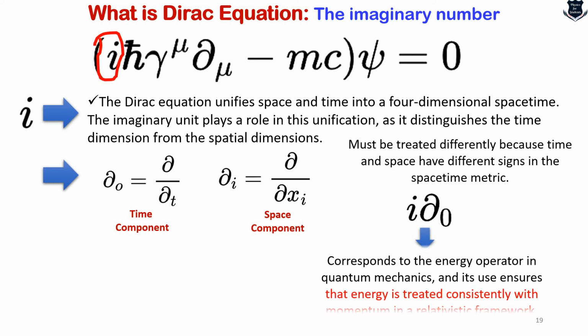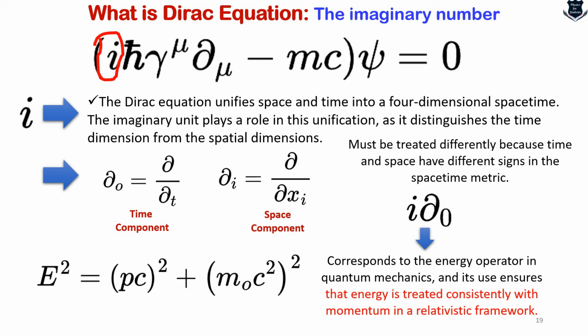Now if I take this one, what it tells you is that it corresponds to the energy operator in quantum mechanics, and it ensures that energy is treated consistently with momentum in a relativistic framework. This is the relativistic framework. This is quite known: E is the energy, P is the momentum, M is the rest mass, and C is the speed of light. So what happens here is that the inclusion of I ensures that the Dirac equation respects the relativistic relationship between energy and momentum. And as you can see, i del 0 corresponds to the energy operator in quantum mechanics, and it ensures that the energy is treated consistently with momentum in a relativistic framework.